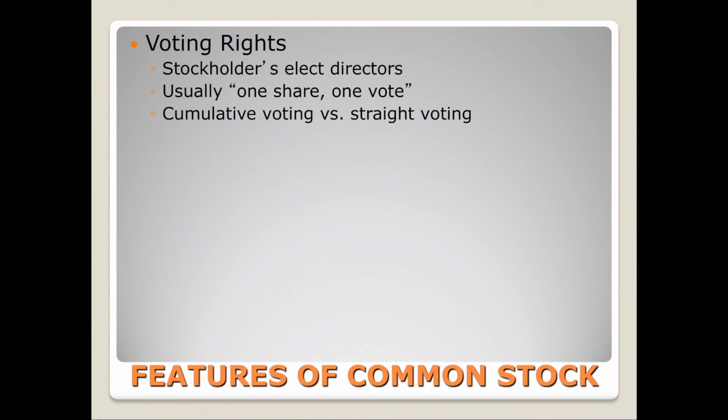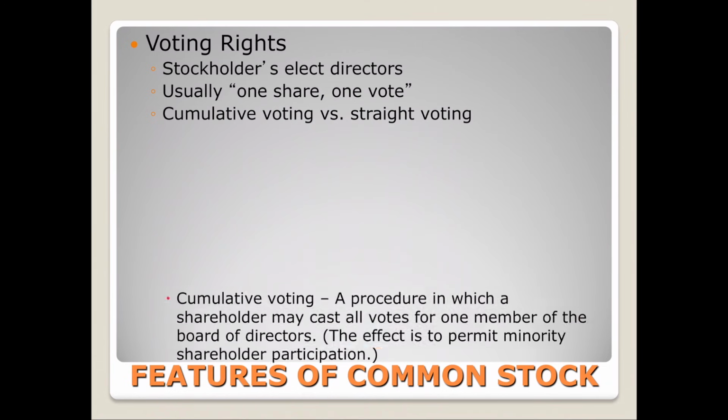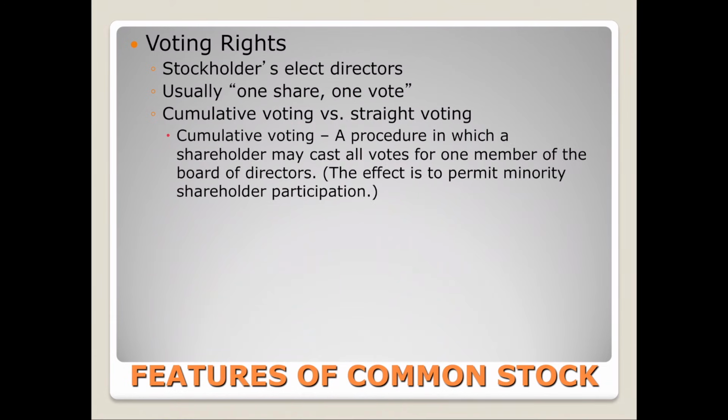And then there are different types of voting. There is cumulative voting versus straight voting. The main thing I'll focus on here is just the generalized concept between the 2. Cumulative voting is a procedure in which a shareholder may cast all votes for 1 member of the board of directors. The reason they have cumulative voting is that it permits minority shareholder participation.